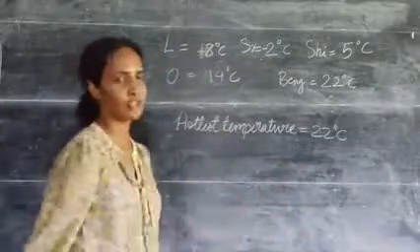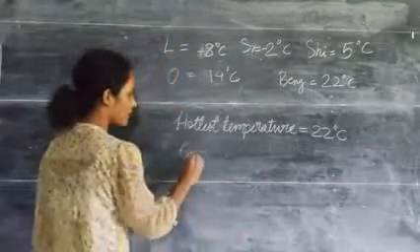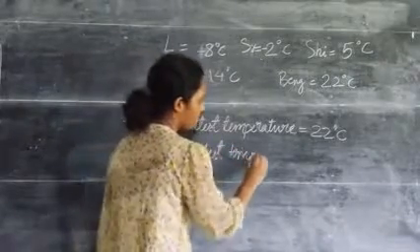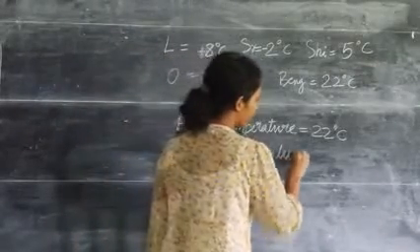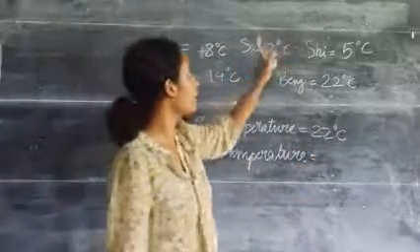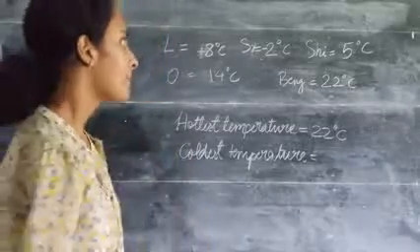Now look at hottest temperature. Hottest temperature we found that is 22 degrees Celsius, right? And what is the coldest temperature here? Coldest temperature. Look at all the numbers. 22, 14, 5, minus 2 and minus 8. Which one is the least one? Can you tell me? Minus 2?